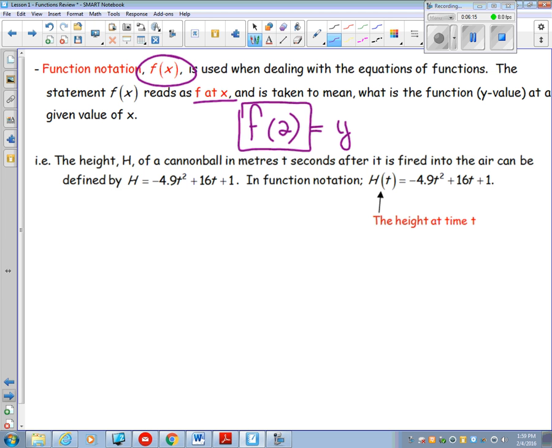Now, it doesn't have to be the letter f. This first example here, the height of a cannonball in meters after t seconds, I used h and t. Okay? H at t. What is the height at certain times of t? H at 1, so what's the height after 1 second? H at 2, what's the height after 2 seconds? H at 3, what's the height after 3 seconds? It's a way of showing information without having to write out a lot of words. I look at that and say H at 3, okay, I'm figuring out the height after 3 seconds without having to use those words, right? So let's try a couple.